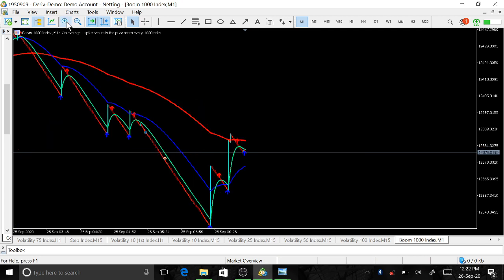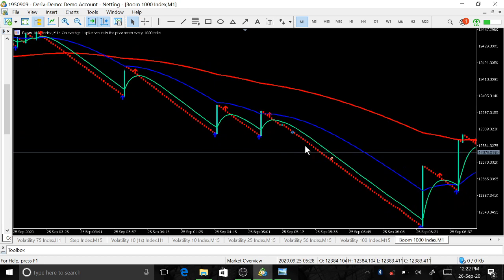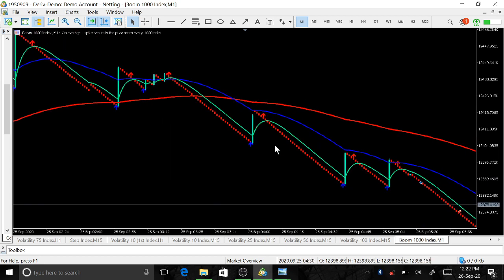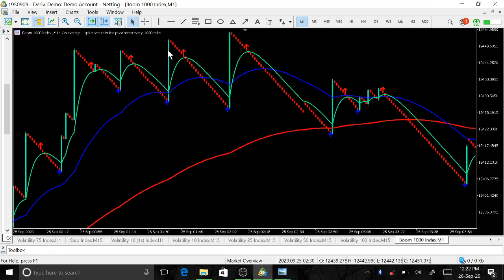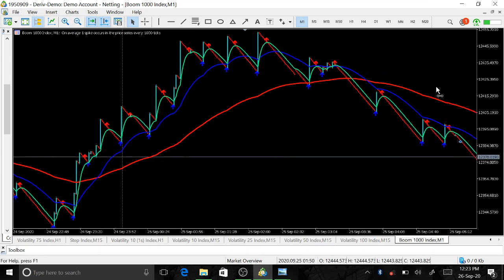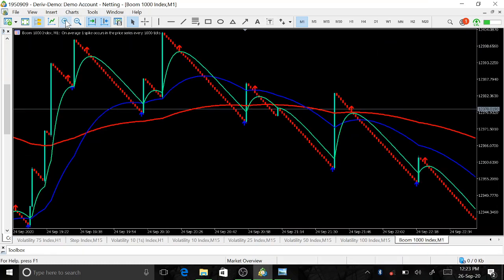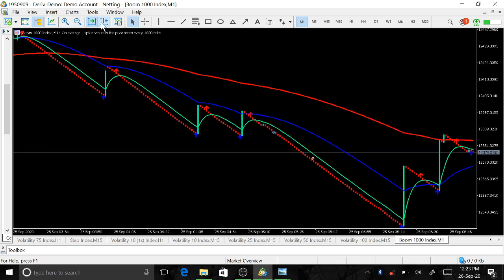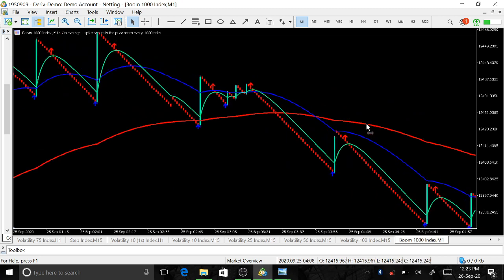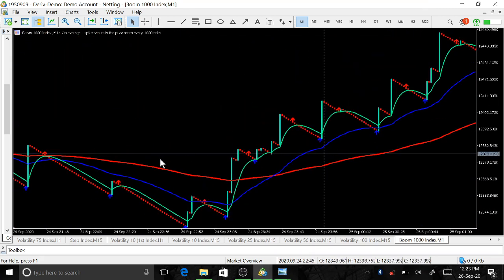So alright, now conditions to take a sell, because this is Boom 1000, we are going to be trading the sells. Conditions to take a sell using this strategy. First of all, you look out that your market is below the 200 EMA, meaning that the bears are in control of the market. Make sure that your chart is below the 200 EMA.